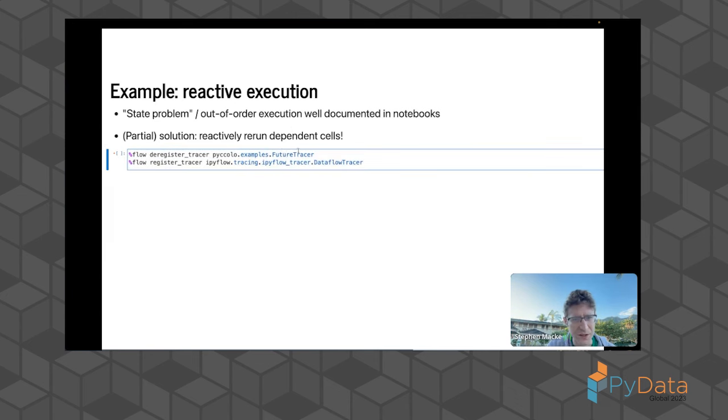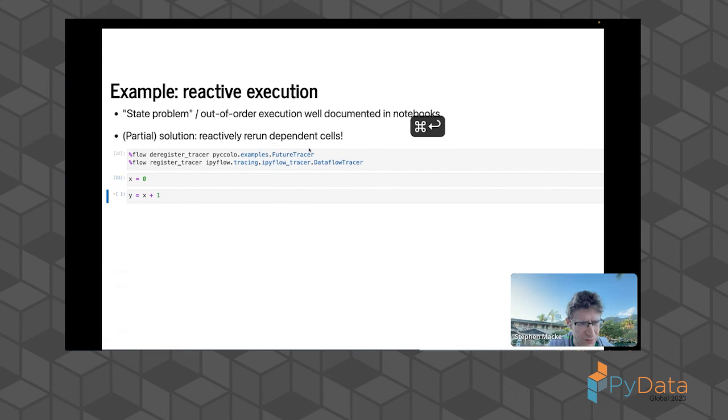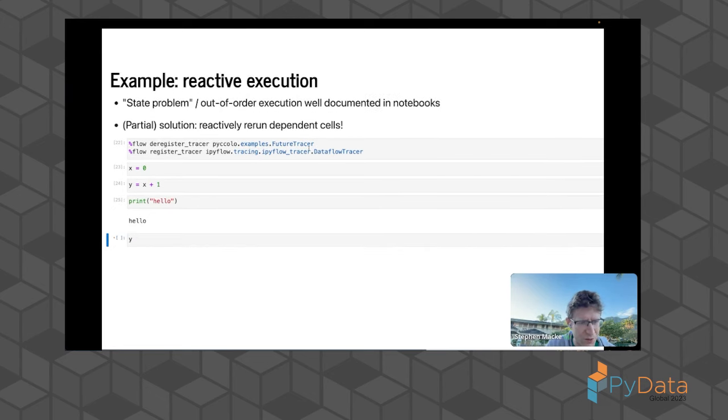Once again, I'm going to get rid of the previous instrumentation and register some new instrumentation that permits this reactive execution. Let's go ahead and do that. And let's do some simple code here, x equals 0. We could do y equals x plus 1. And just to spice it up a bit, we'll throw a print statement in there, something that doesn't have any dependencies on the previous things. And then we'll just print y.